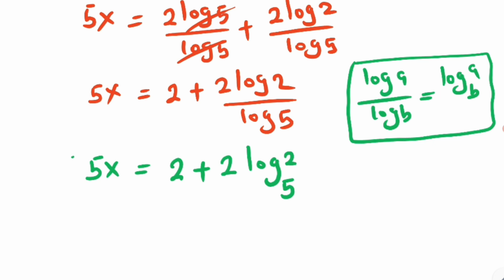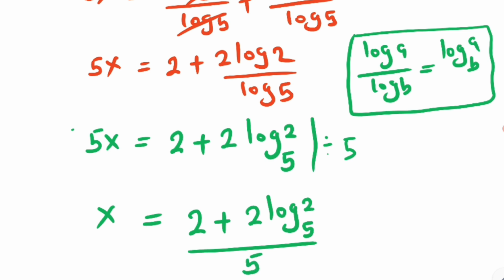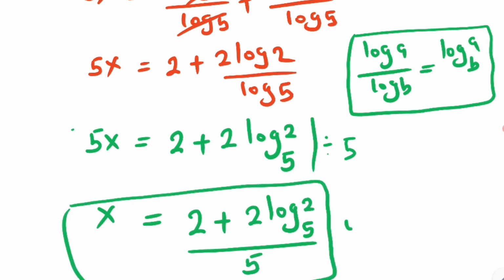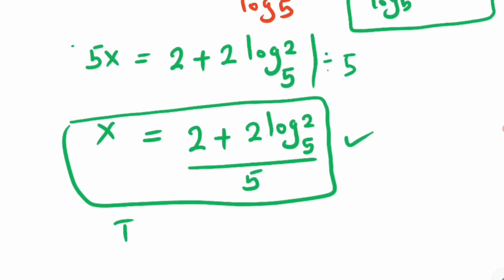Now let us divide the whole of this equation by 5. Then x is equal to 2 plus 2 log 2 base 5 over 5. And this is the final answer. We may check to confirm if this answer is right or wrong. Let's check.